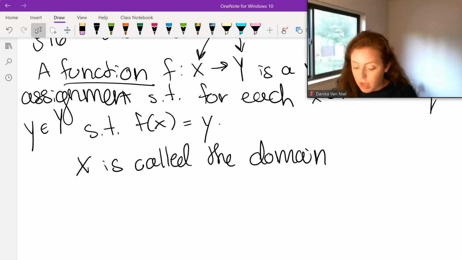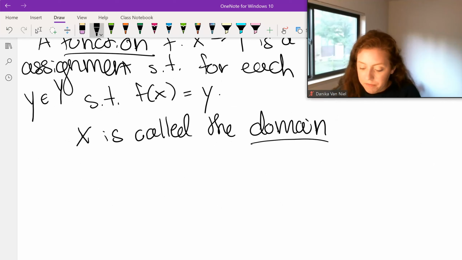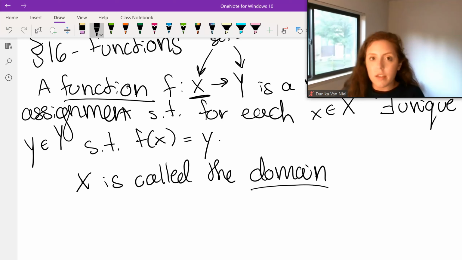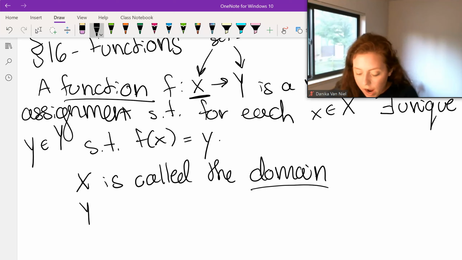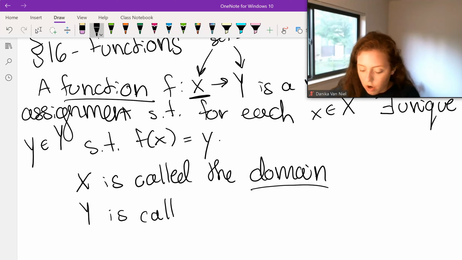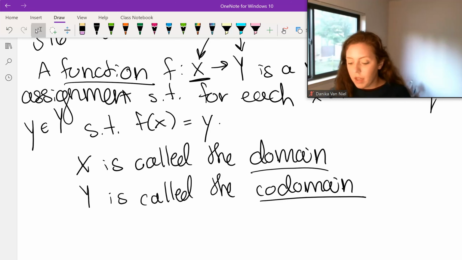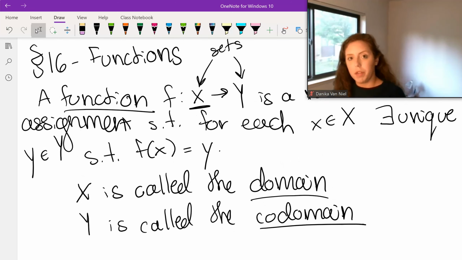So x is called the domain. It's not that sets called x are always called the domain. It's just the first set, the set that f is coming out of, and then y is called the codomain. So x is where we're taking elements from, and y is where we're going to.